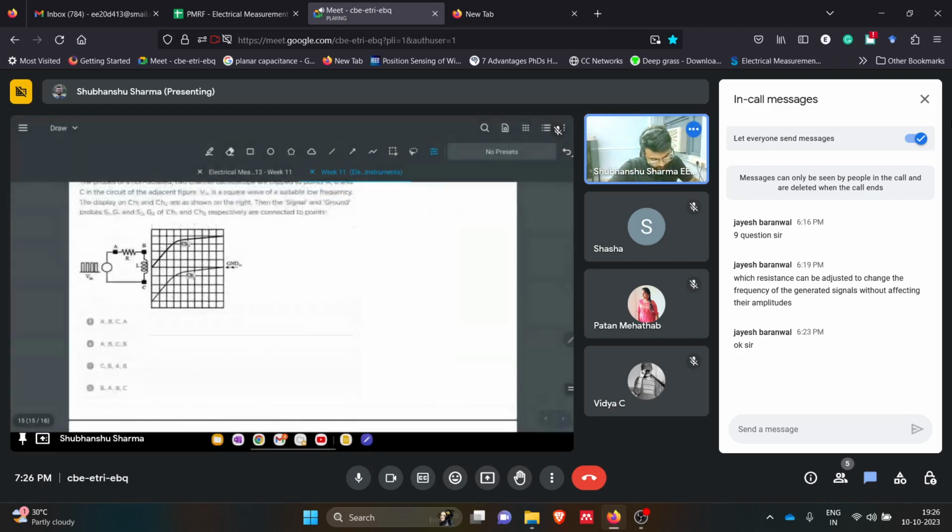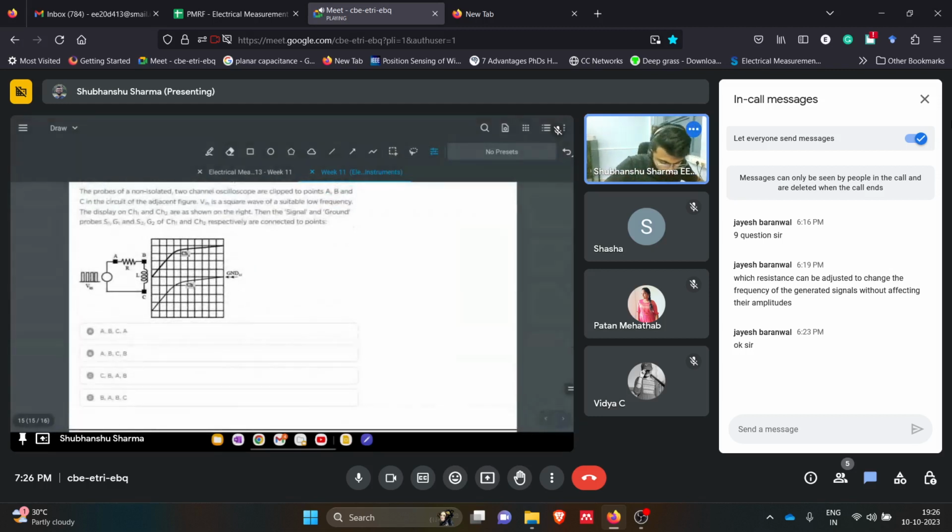So yeah, this is the question. There are probes of a non-isolated two-channel oscilloscope. So there was one oscilloscope, and probes were being connected from this. Clip to points A, B, and C in the circuit of the adjacent figure.